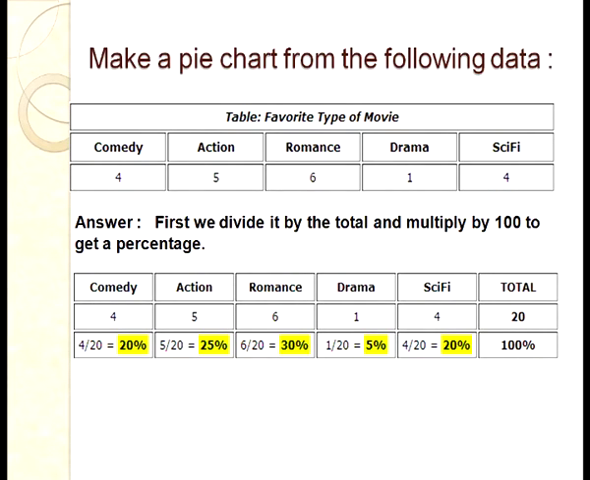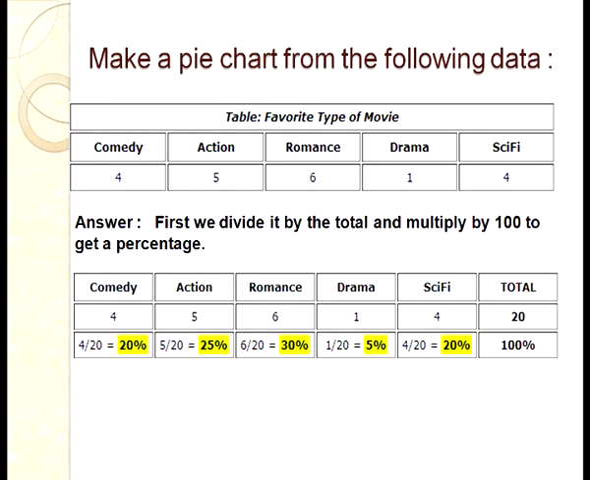Now for step 1, I need to calculate the percentage of each segment. That means the percentage for comedy, for action, for romance, for drama and for science fiction movies. For step 1, we need to get the total of all these movies. How many movies are there in total? If we compute, we get 20 movies.